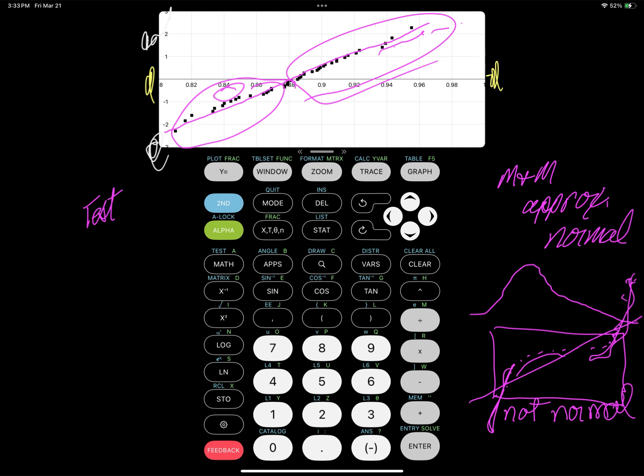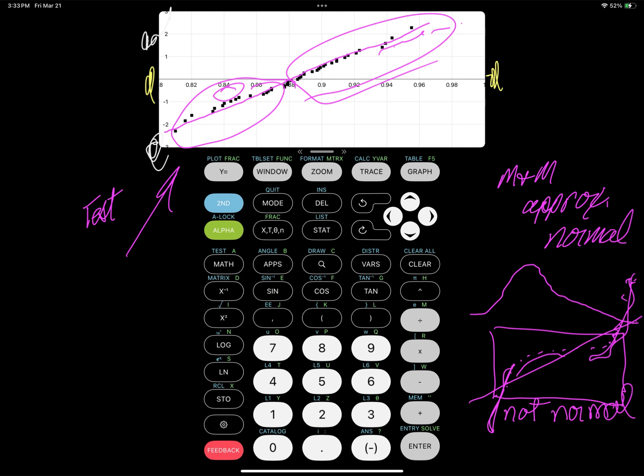So do that. I will not ask you to do these by hand. They do show you how to do it in the textbook with small data sets, but I'm not going to ask that. I don't think that's important. Even with a small data set, I would just do it on a calculator. So there's your steps, there's your process.